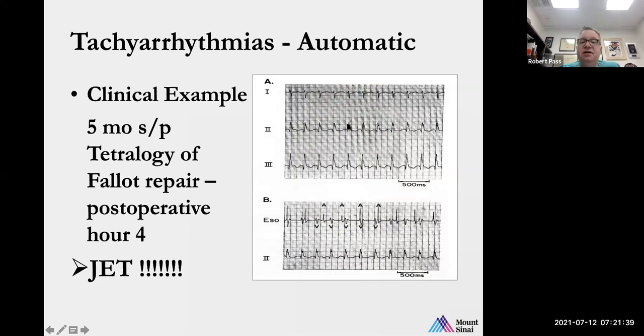This is another example of an automatic arrhythmia. This is a 5-month-old following a tetralogy of Fallot repair. You can see here, this is an esophageal lead where we see that there are more ventricular electrograms than atrial electrograms, and the QRS is the usual QRS. So this is an example of ventriculoatrial dissociation with a junctional acceleration or junctional ectopic tachycardia.